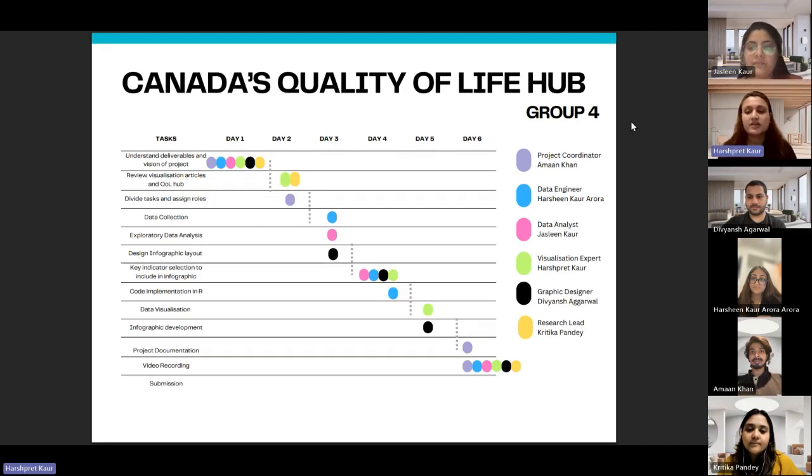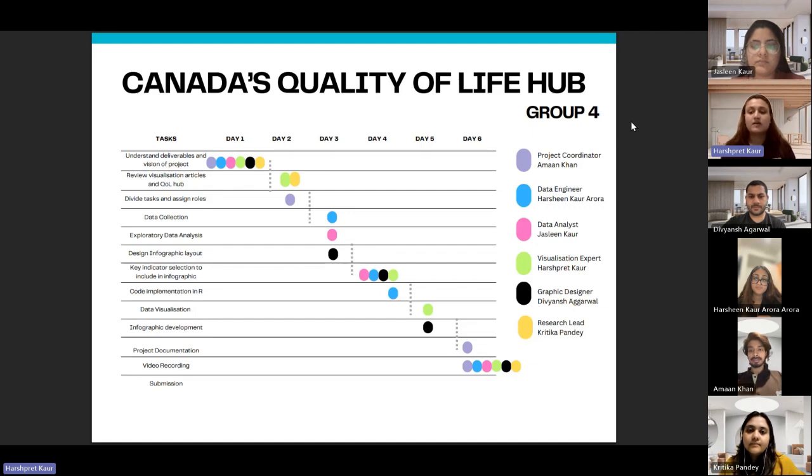Hi, I am Harshpreet and I worked as a visualization expert in this project. My task began by understanding the different articles on visualization that were provided and understanding the importance of each graph. Next, after having received the clean data, I worked on implementing the visualizations and making sure that all the visualizations were neat, the font was readable, and all the color coding was done accurately.